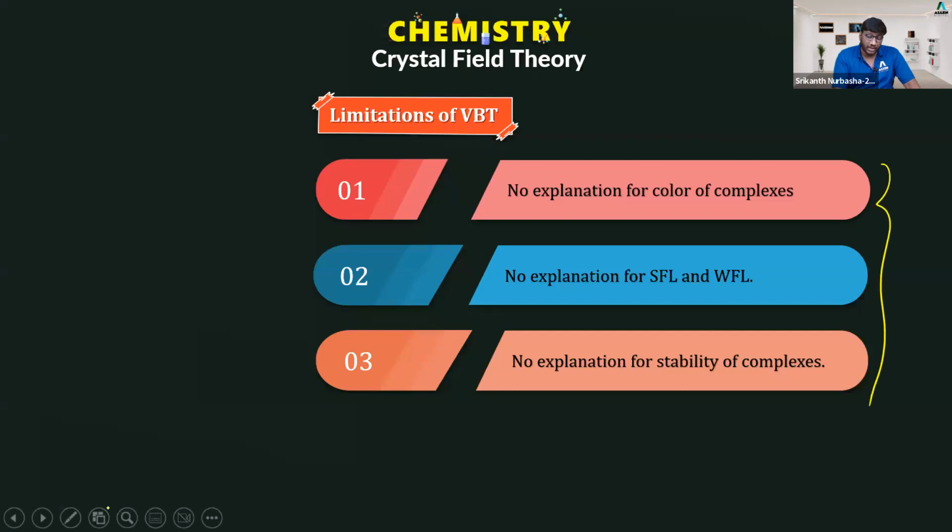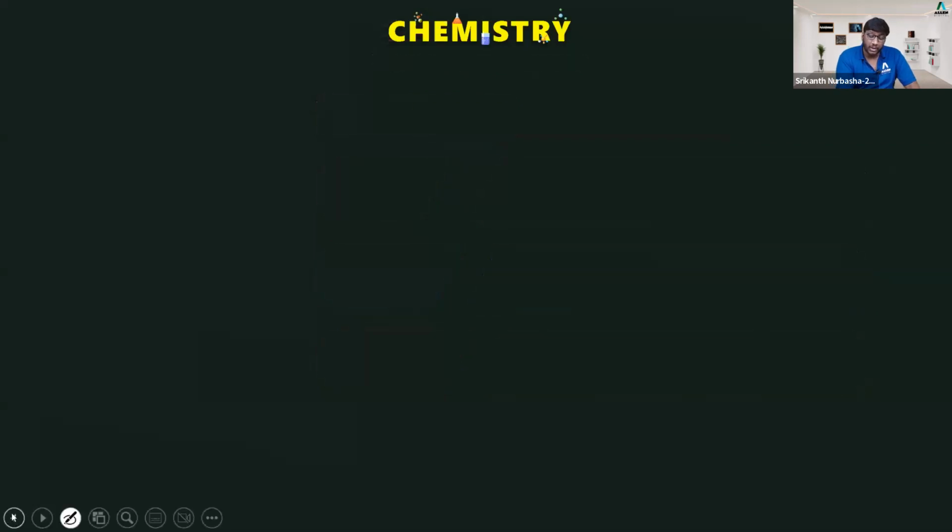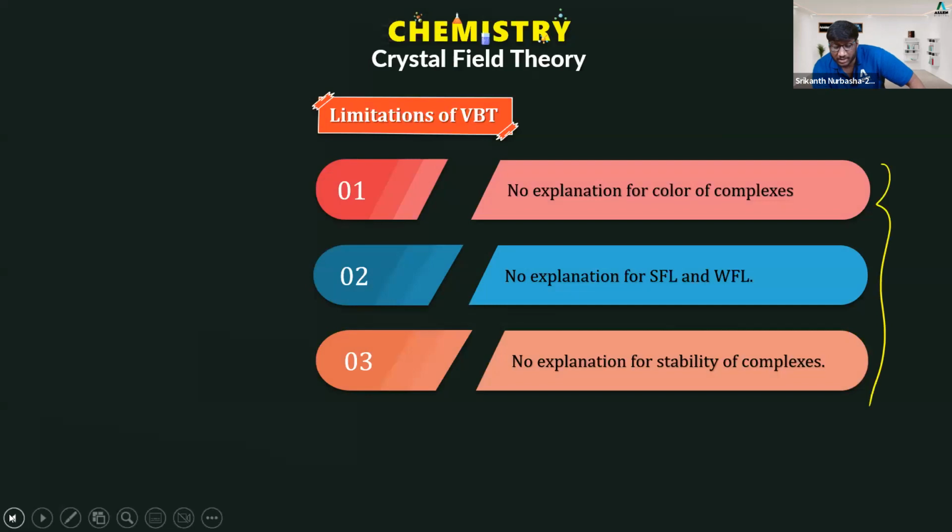Write down this. Limitations of VBT are, it could not explain color of the complexes, which is the main drawback, because most of the complexes are colored in nature. If you cannot explain the real scenario, which I am seeing daily directly, if I am dealing with complexes, I am seeing its color. Yes or no? Which is seen for all the complexes, most of the complexes. If most of the complexes are colored in nature, and we have developed a theory which is unable to explain the color, then that is not a good theory. We have to develop or modify our theory. Yes or no? So that is why the next theory comes into picture, crystal field theory.